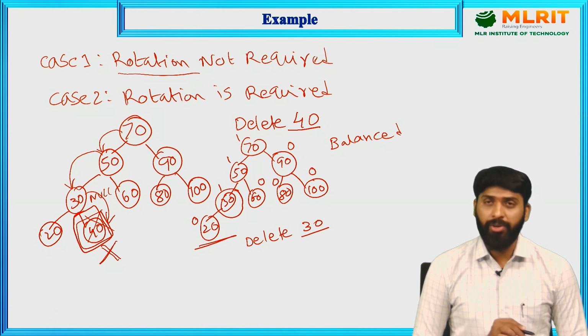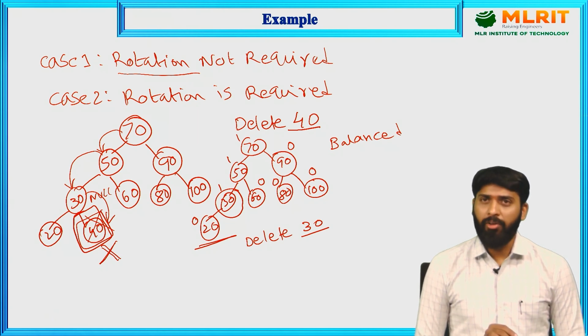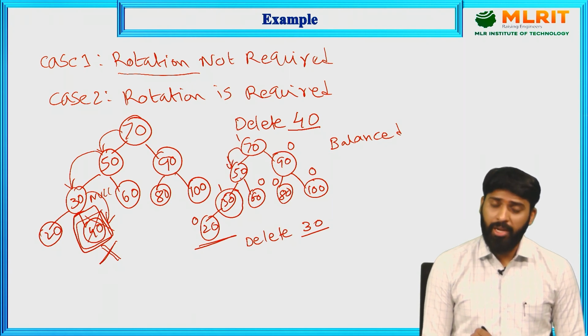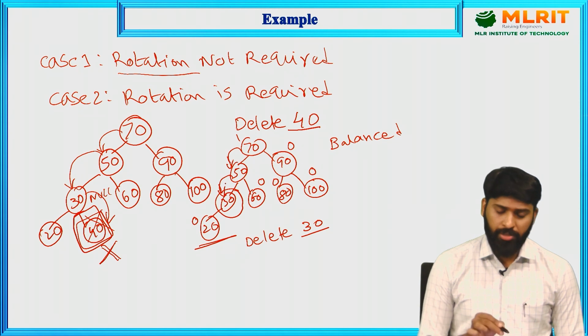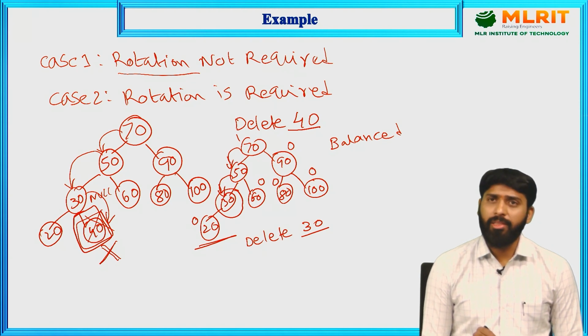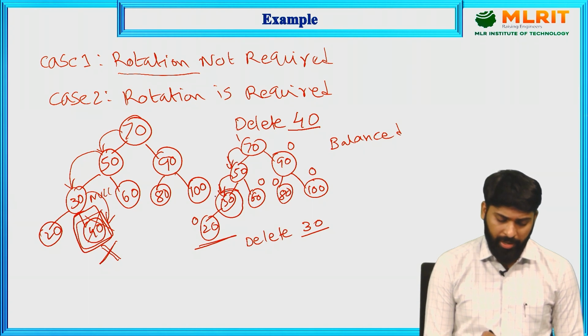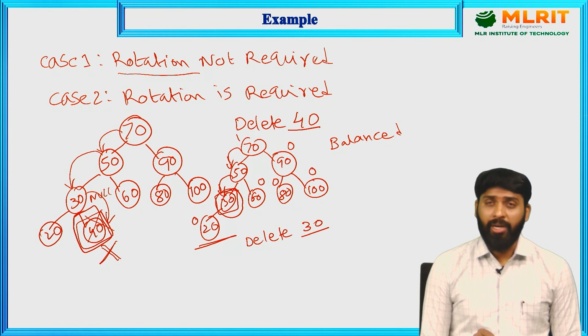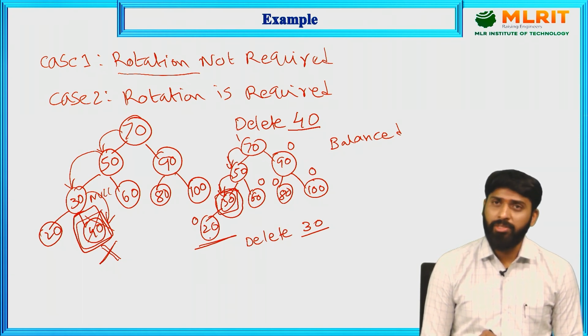Now 30 I want to delete. 30 is less than 70, so traverse to the left side. 30 is less than 50, so traverse to the left side. 30 less than 30? No. 30 greater than 30? No. So the element is found. Now check whether 30 has any children. Yes, here 30 has a child, 20.